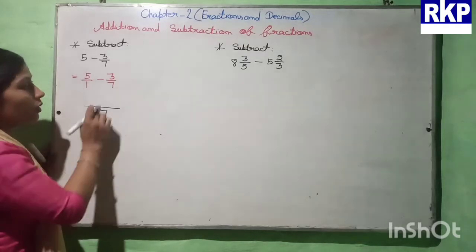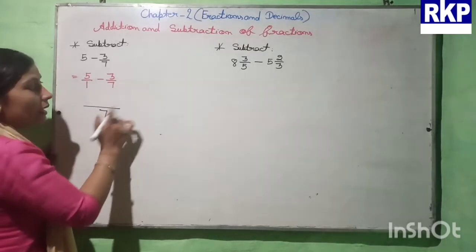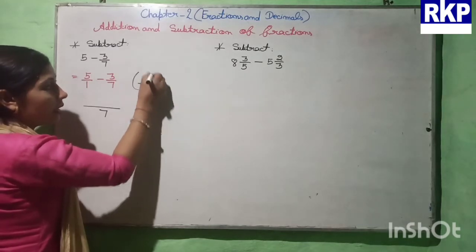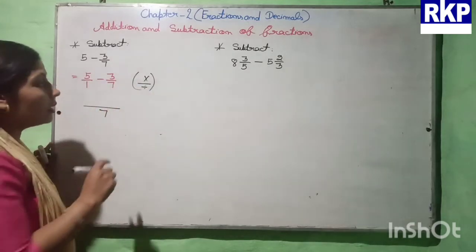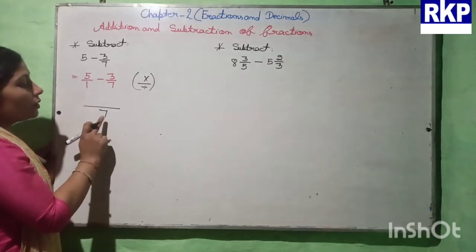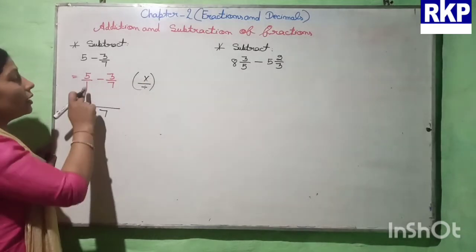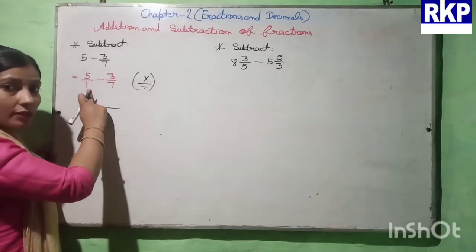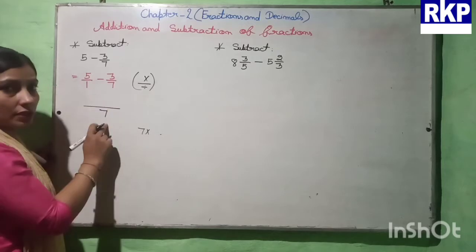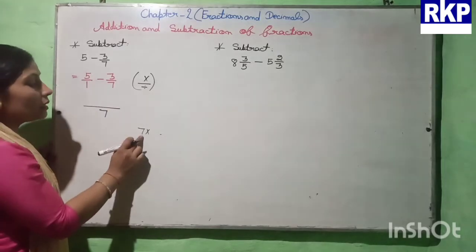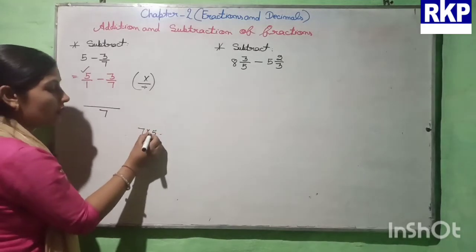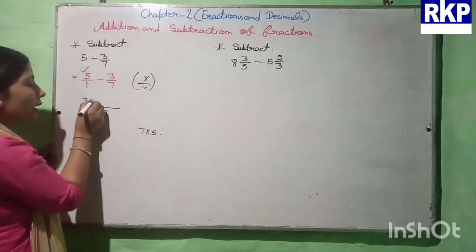Now what we will do, we have to divide the LCM by the denominator, and then multiply the result with the numerator. Okay, so let us put this sign. So now beta, we have to divide this LCM with the denominator of the first fraction. So here we will get 7 after division. Now we have to multiply this 7 with the numerator of this fraction. So 7 fives are 35.